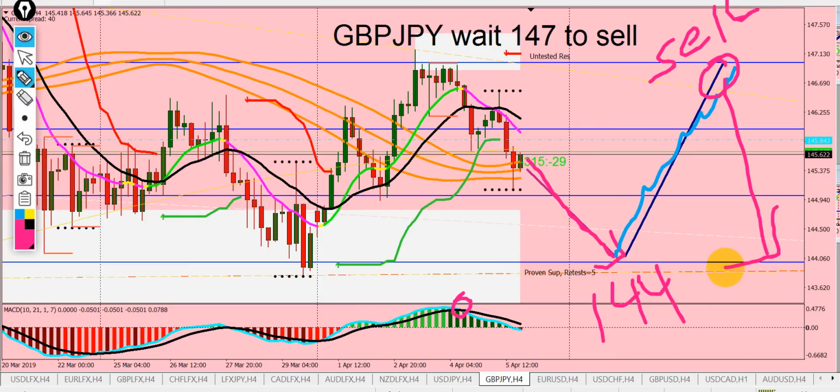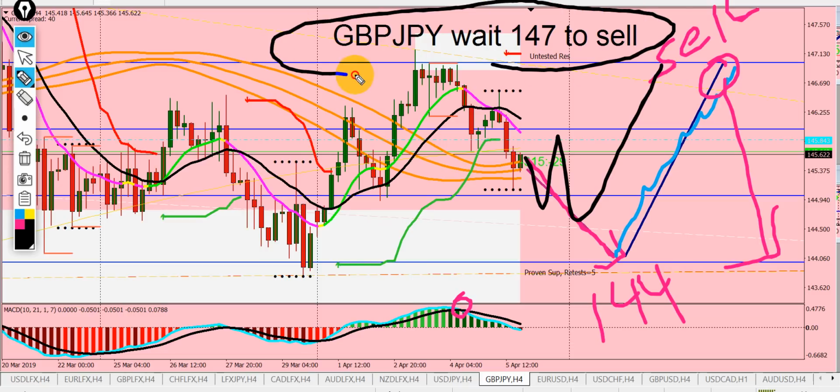This may not happen exactly the same way. You may get something like this, then you run to 147. So we want to sell this number, 147. We want to see it at 147 and we sell it again.